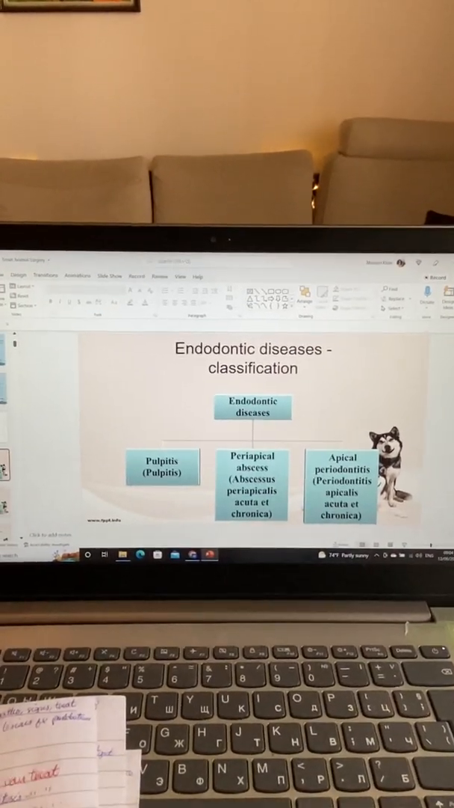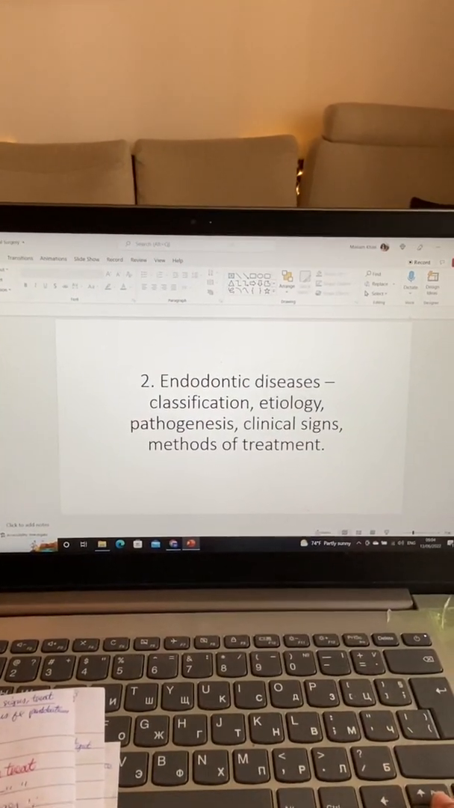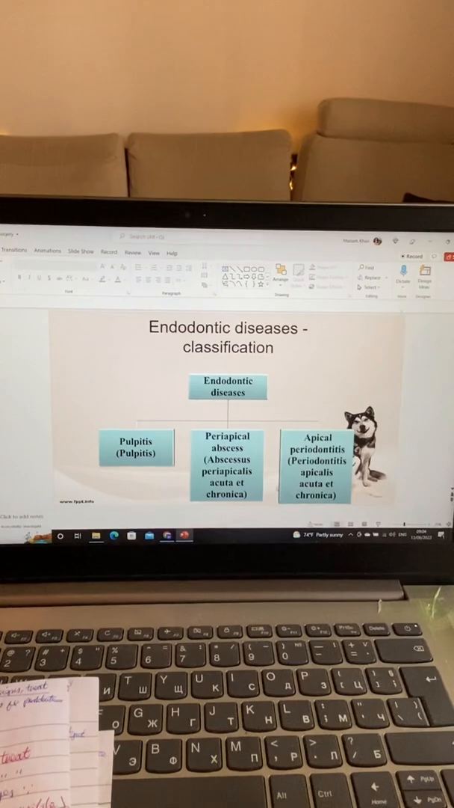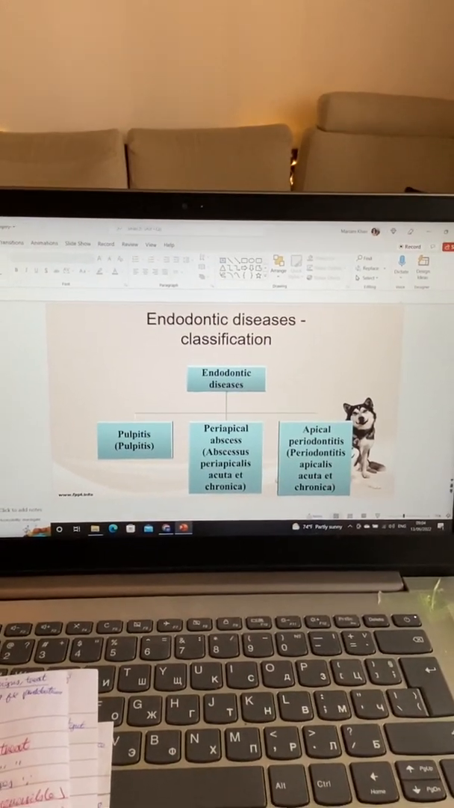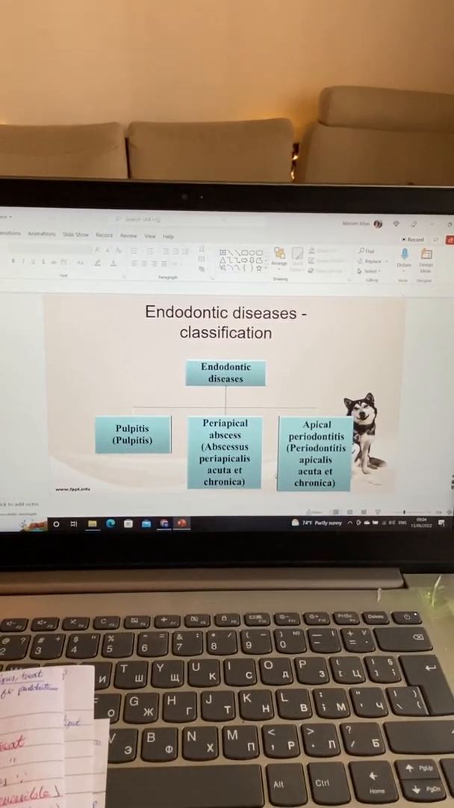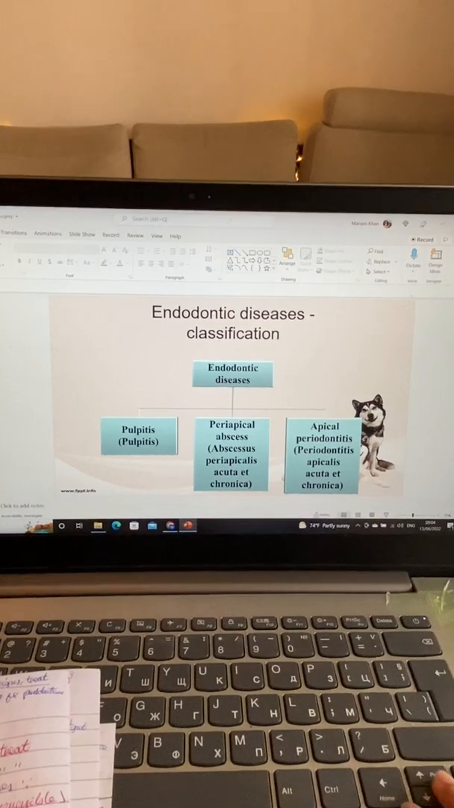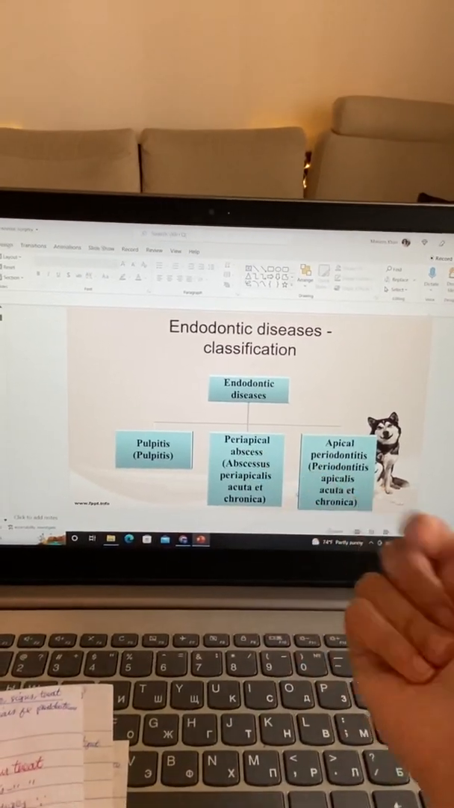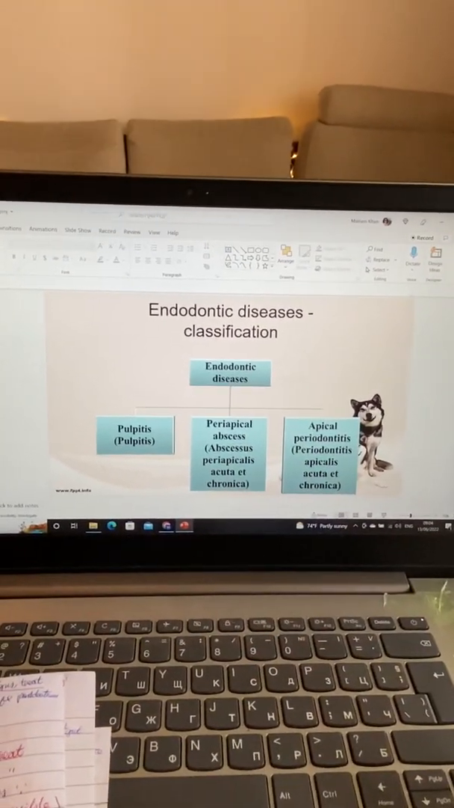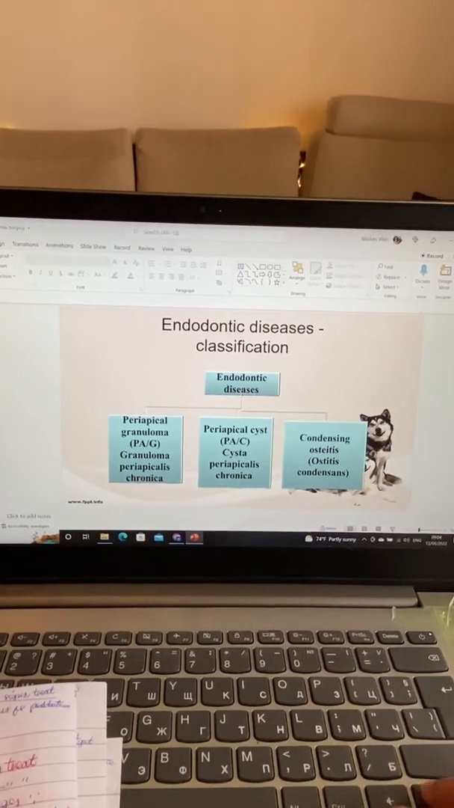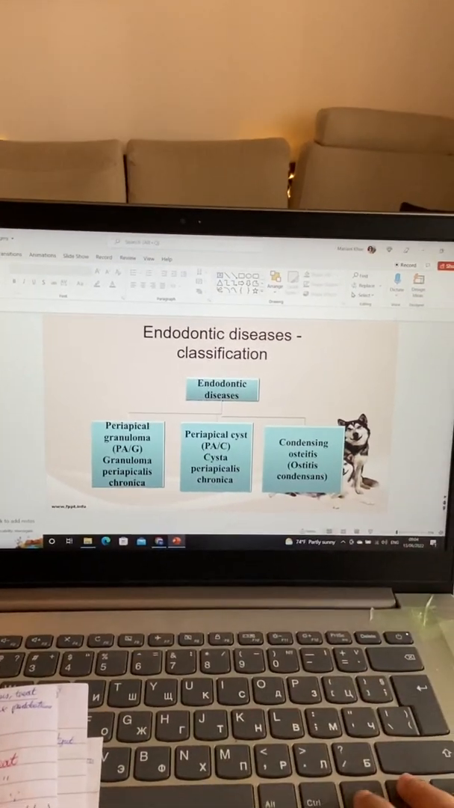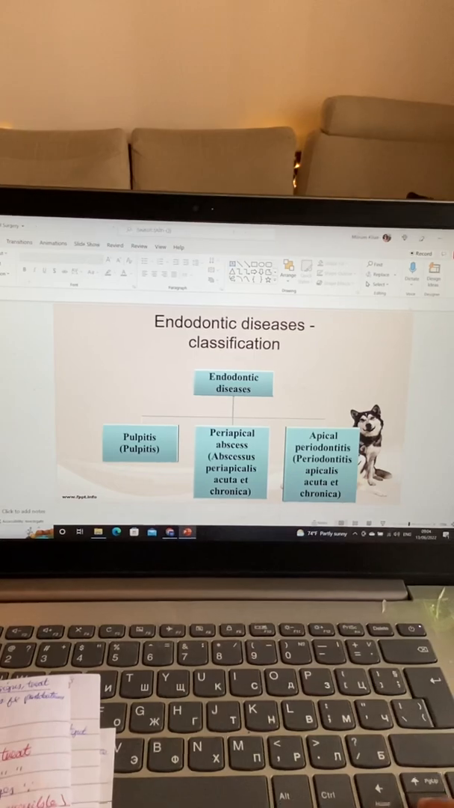Okay, so this is about endodontic disease: classification, causes, development, signs, and treatment. These are just some examples, with pulpitis and periapical abscesses. In the next slide, you have cysts and granulomas here. You have condensing osteitis here. And what else? You have apical periodontitis.